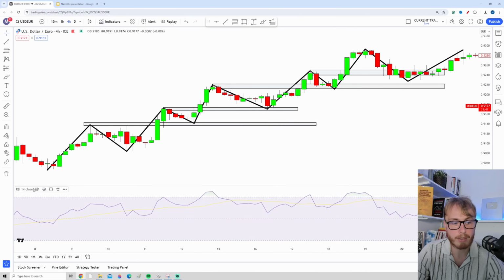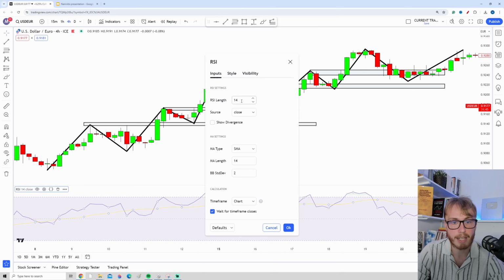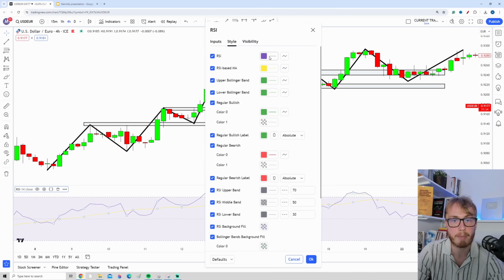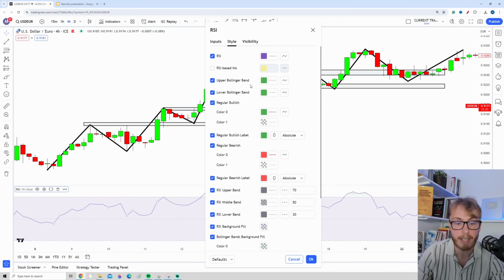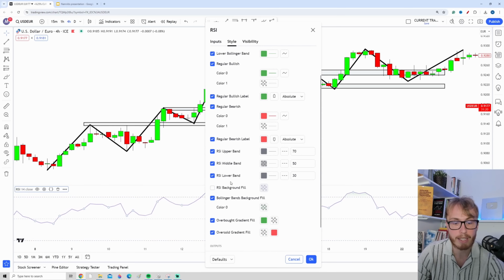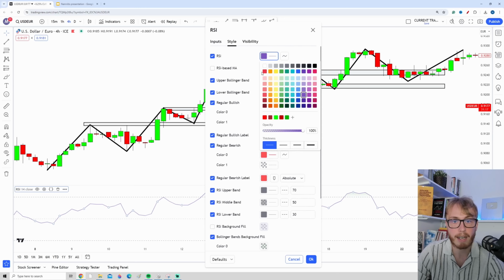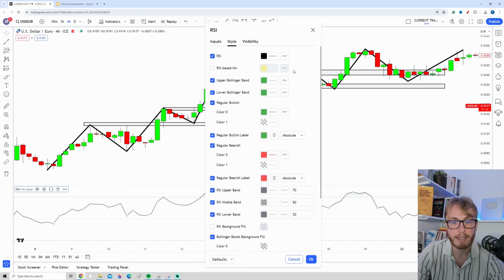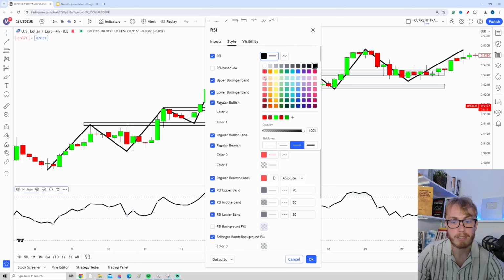Next, we want to go down here to the Settings tab for the RSI. We can keep this one at 14 as it is. This basically means that the RSI uses 14 candles to make its calculations. But I want to head over here to the Style tab, and I want to make sure to uncheck the RSI-based moving average. That is a moving average of the RSI itself, not the actual price. And to make the RSI easier to read, I'm going to take away the RSI background fill, and I also like to make my RSI black and a bit thicker so you can clearly see. Now we're ready to go down here and press OK.